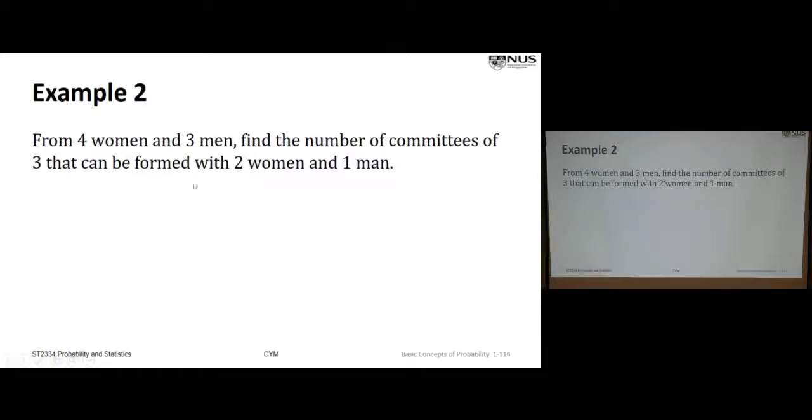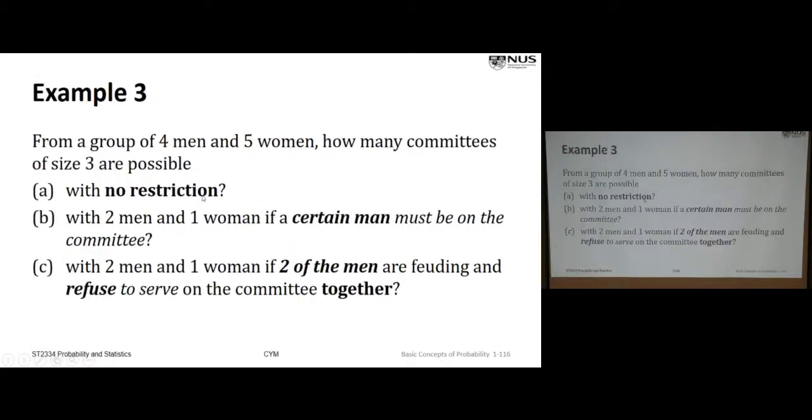Okay, I think I skipped example 2. You can read it yourself. Example 3.